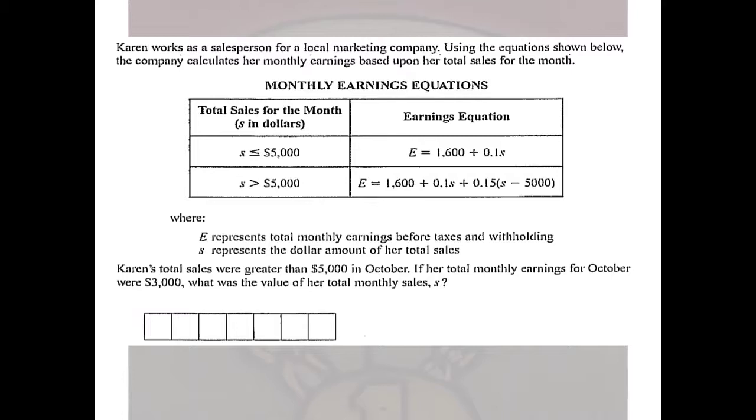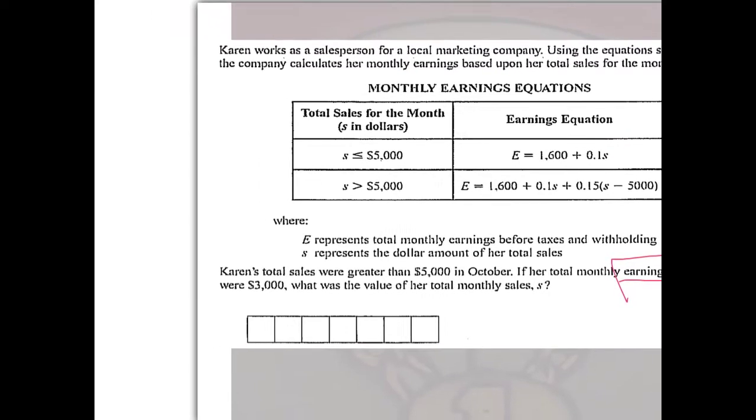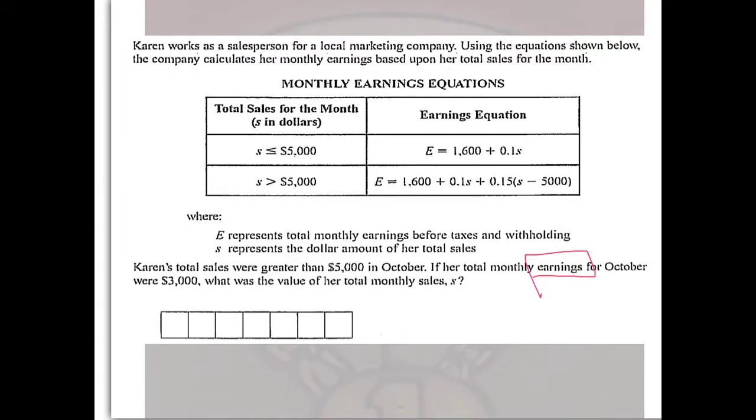Alright. Hope you took some time to look at this. Now the key on this is this. Total monthly earnings for October were $3,000. Because it says total sales were greater than 5,000, we need to use this equation and this equation. So we're going to use the big equation here. Total monthly earnings were 3,000, so we're going to plug it in for E.